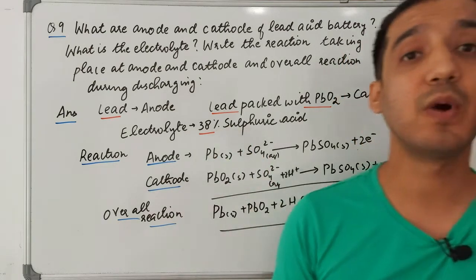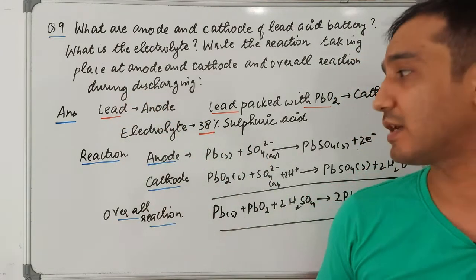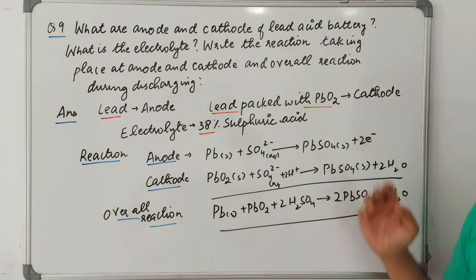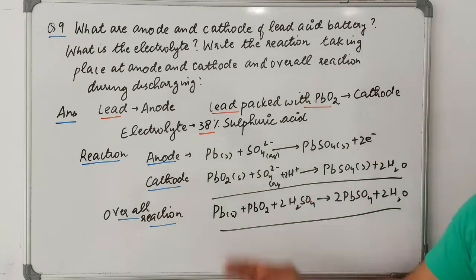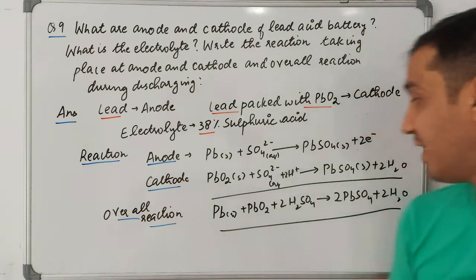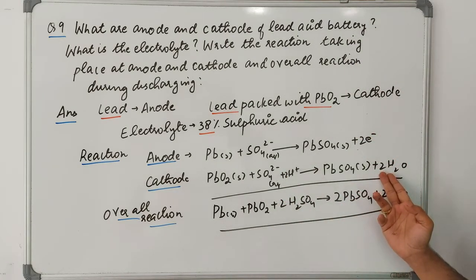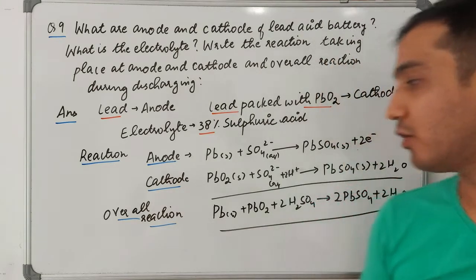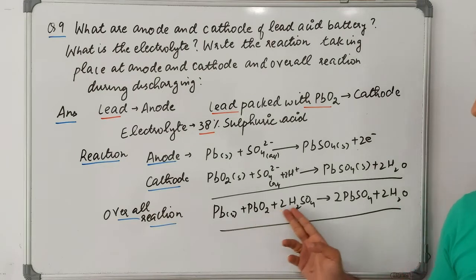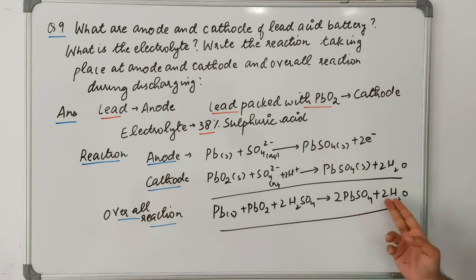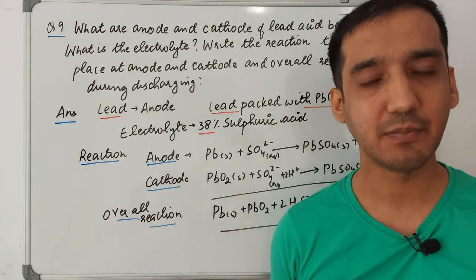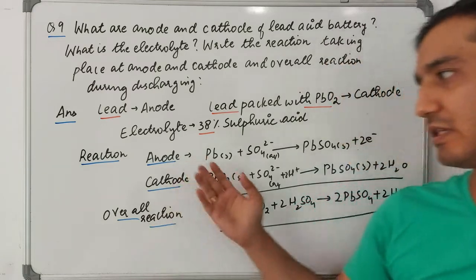So in the reaction, what happens at the anode: lead reacts with sulfate ion resulting in PbSO4, lead sulfate, plus 2 electrons, whereas at the cathode PbO2 plus sulfate plus H+ results in lead sulfate plus 2H2O. And if you write the overall reaction, Pb plus PbO2 in the presence of H2SO4 results in the formation of PbSO4 and 2H2O. So this is the overall reaction. Whenever you have a lead acid battery and it is discharging, this will be formed.